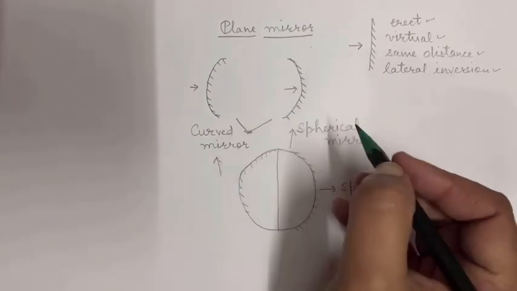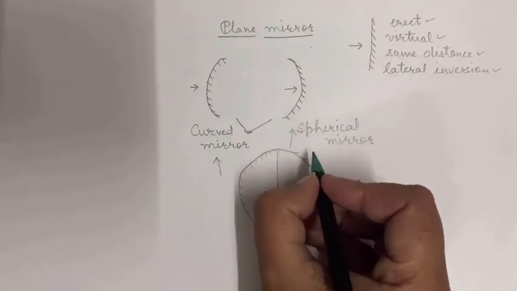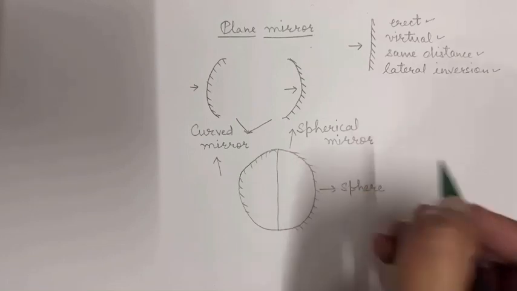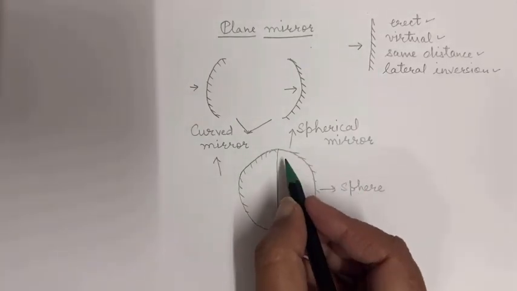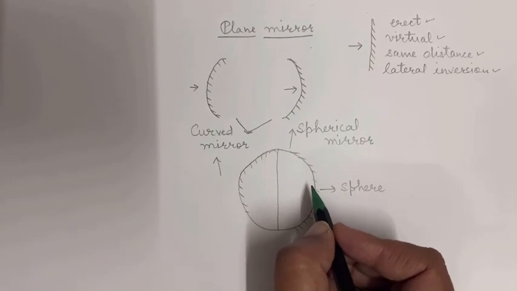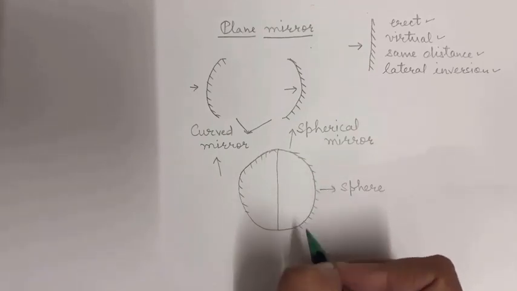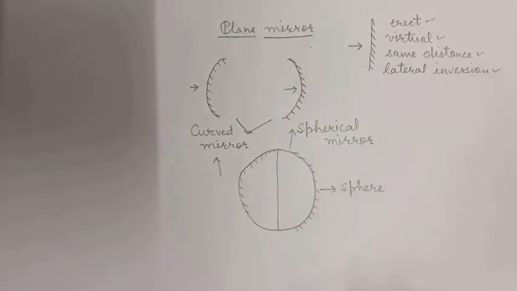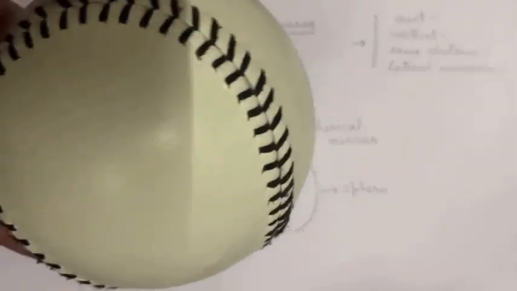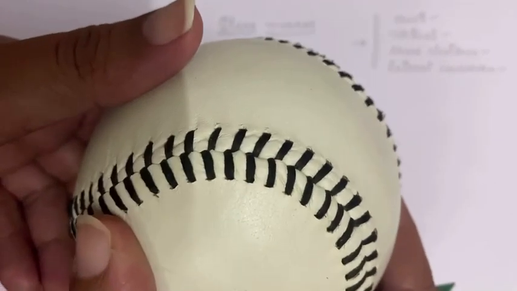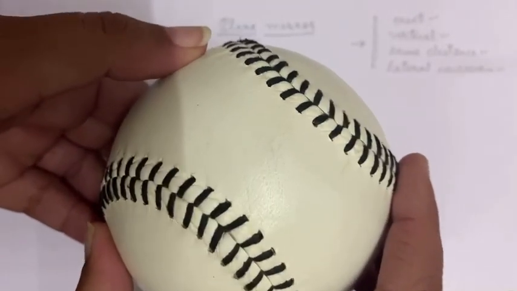Now these mirrors are also called spherical mirrors. And why do we consider them as spherical mirrors? Because they actually appear as part of a sphere. And I think every one of you is aware of a sphere. A sphere is a solid circular body. For example, this is a ball. Now the ball is circular, but because it is solid, it is an example of a sphere.